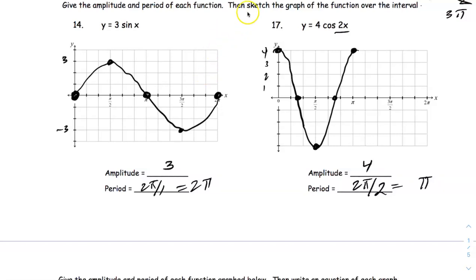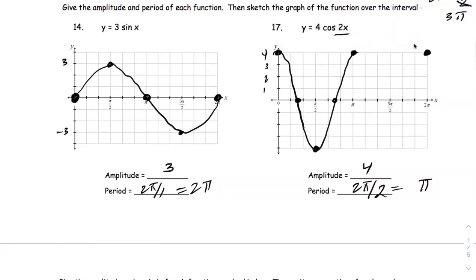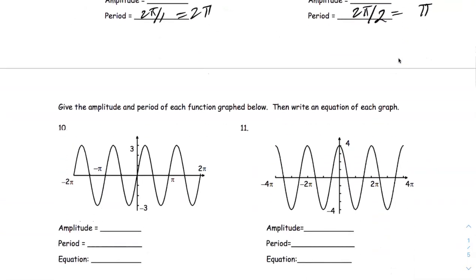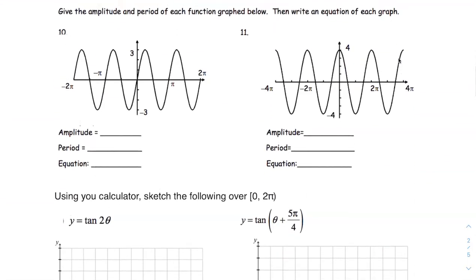Now, if you look at the instructions, it says to sketch the graph of the function over the interval. So they want me to sketch it for the whole graph. So I just have to repeat my process. I started here, and I end 1 pi over, which will make me 2 pi. Halfway between is my lowest. Halfway between those two is where I cross. And you just draw another rotation. So it's like that. So these are going backwards.